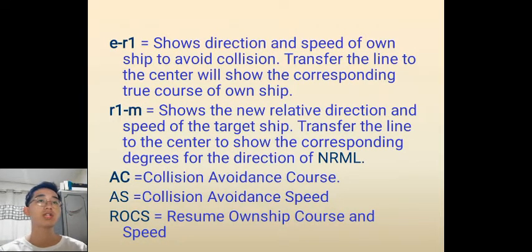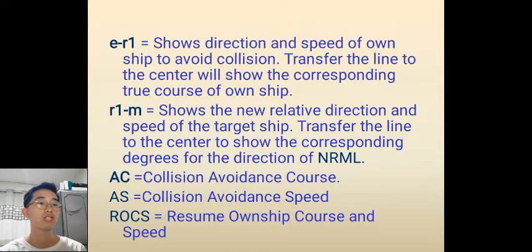ER1 shows the direction and speed of own ship to avoid collision. Transfer the line through to the center to show the corresponding true course of own ship. R1M shows the new relative direction and speed of the target ship. Transfer the line to the center to show the corresponding degrees for the direction of NRLM.